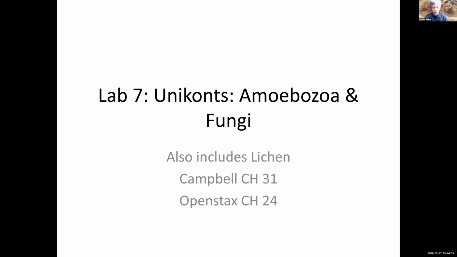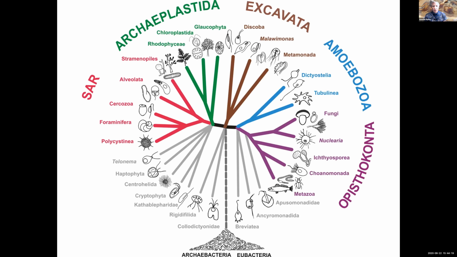Hello everyone, today we're going to talk about uniconts, an introduction to this taxonomic group. We're going to start by looking at amoebozoa, and the uniconts include both these two taxa, the amoebozoa and the opisthokonts. So we're talking about eukaryotic organisms, and the amoebozoa are going to be single-celled, whereas in the opisthokonts we can have both single-celled or multi-celled organisms.